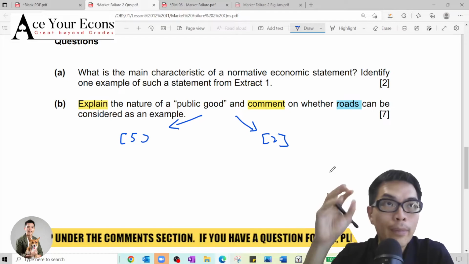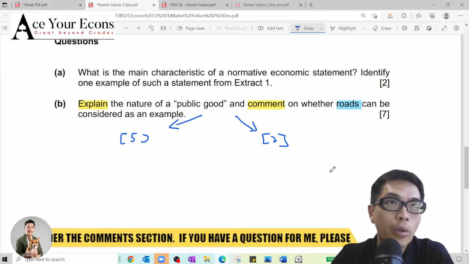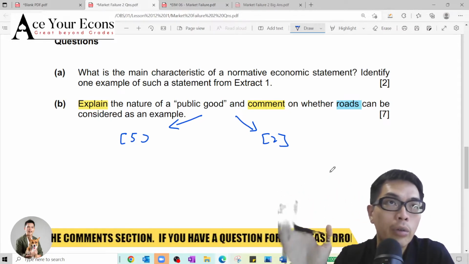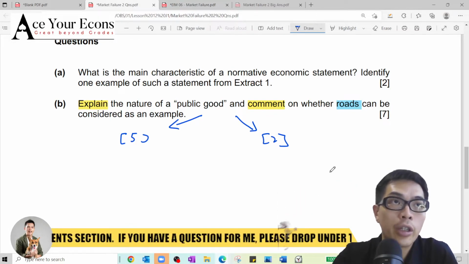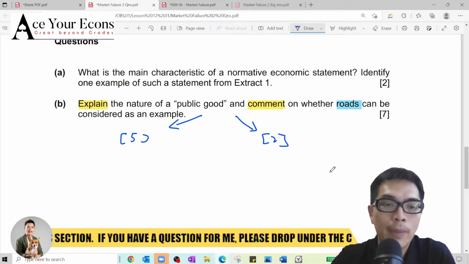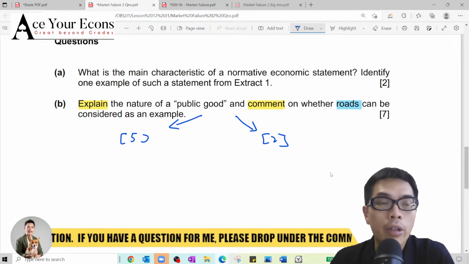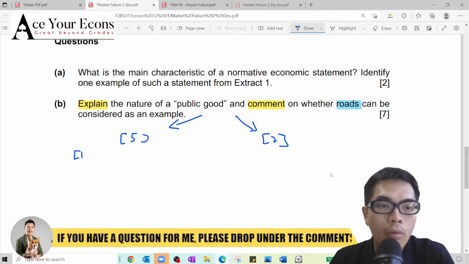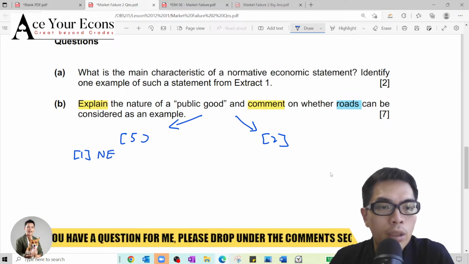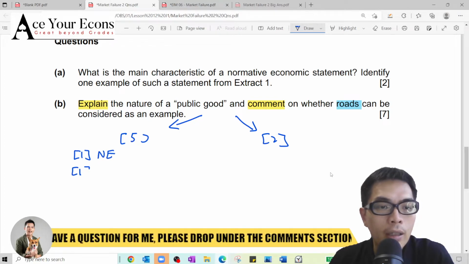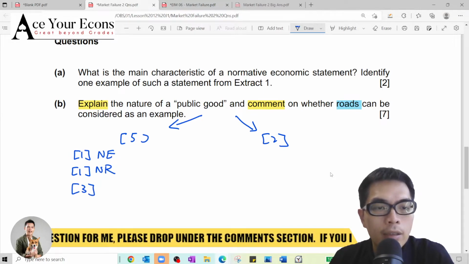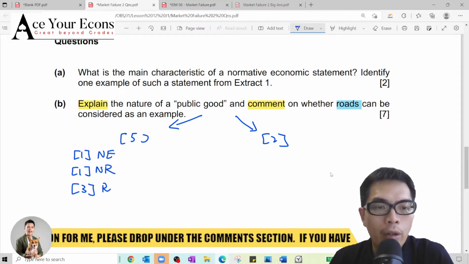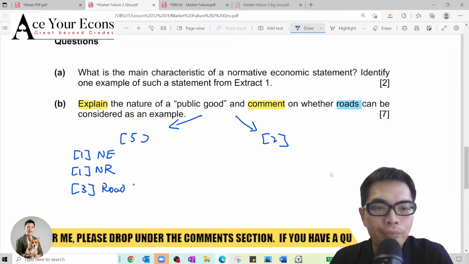So you don't jump straight into illustrating road is not a public good. First, it's not the correct way to open the question. You always respect the question by illustrating how road is a public good. So, how are you going to start this question? 1 mark to define what is non-excludable. 1 mark that is going to be given to non-rivalrous. 3 marks for you to justify why road is a public good.